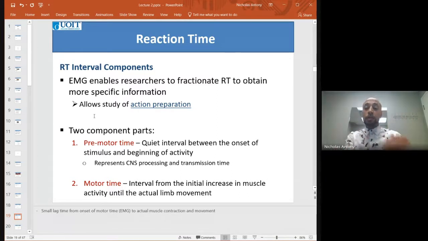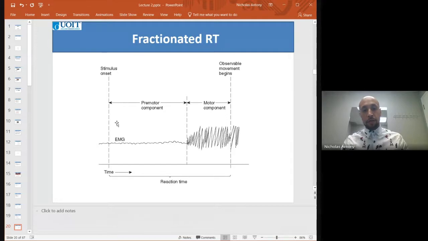If you take EMG, it can fractionate or divide up the reaction time into the pre-motor and motor time. If you look at reaction time, can I just go up a slide? See here we have EMG. There's a very small amount of time where you have EMG activity without movement because you have to get the muscles to contract. It contracts and then there's a delay before the limbs start moving. Does everyone understand that? Because the muscles have to contract, right? I've got to get the system going.